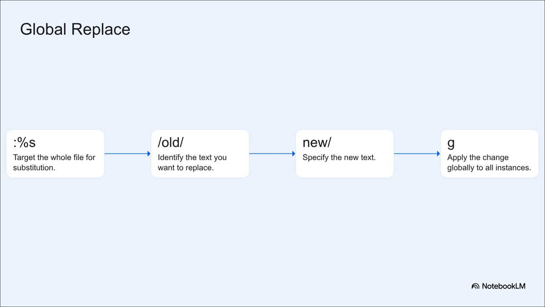And now for what might be the most powerful command in all of Vi, the global search and replace. I know, it looks a little intimidating at first, but let's break it down. The :%s part just tells Vi, hey, I want to run a substitution on this entire file. Then you give it this /old pattern and the /new text you want to replace it with. And that little g at the end, that stands for global. It tells Vi to apply this change to every single match in the entire file.